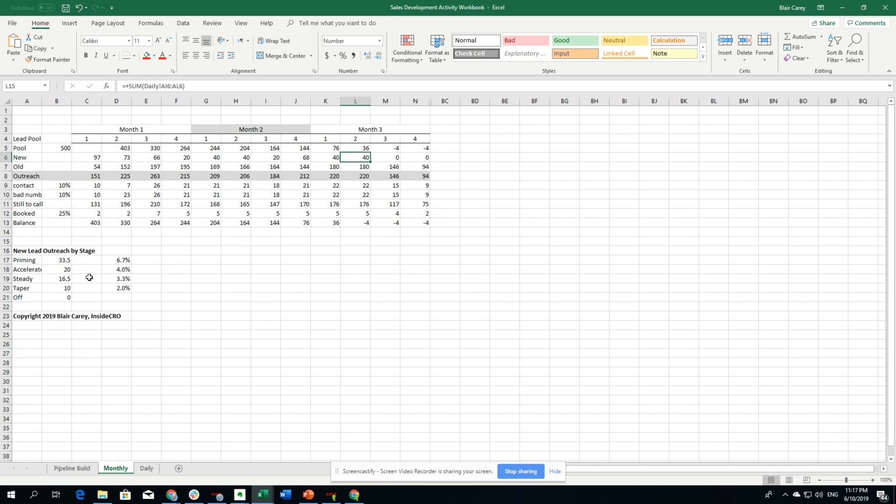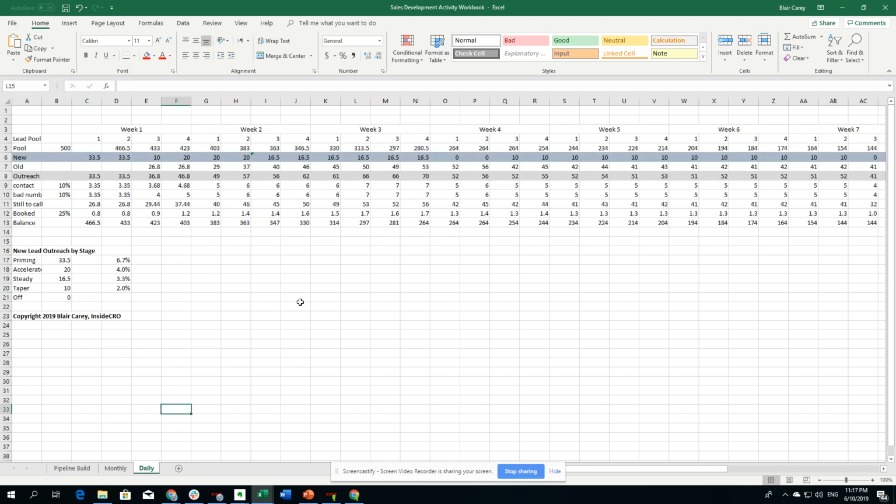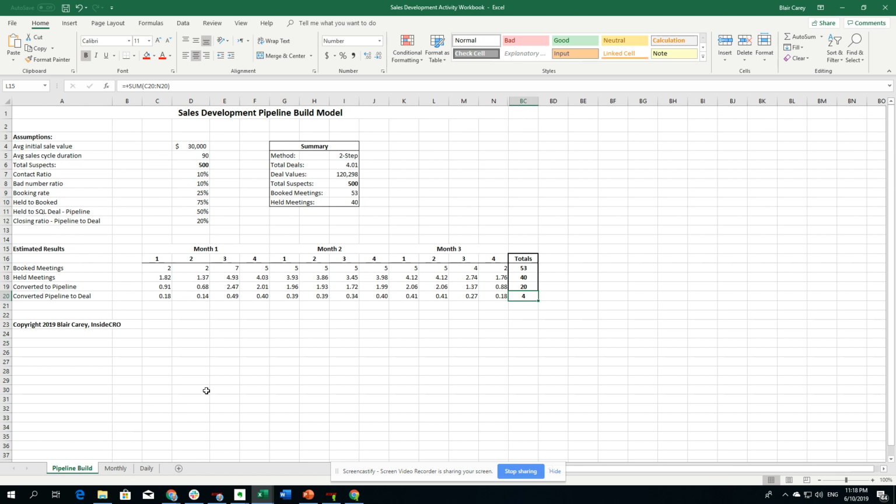So we have basically 5 stages here. Priming, when we're really starting. Accelerating is when we're doing much more. Steady is when we're just putting the same number of leads in every month. Taper is when we're reducing it, and zero off is when we have 0. On a daily basis, it looks much more intense. We can see that we add leads every day into the new field, and we're recycling the old field. Depending on what's going on here determines how many get to go back into the old field. And again, we can see priming, acceleration, steady, taper, off. It all results in what we call the pipeline build.